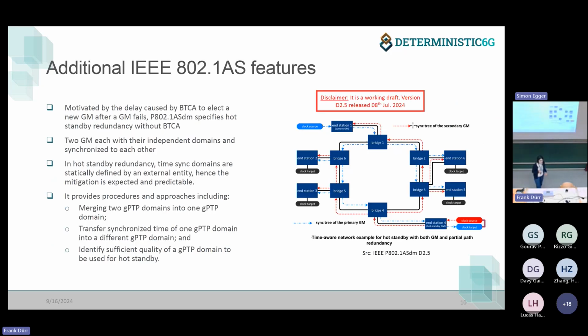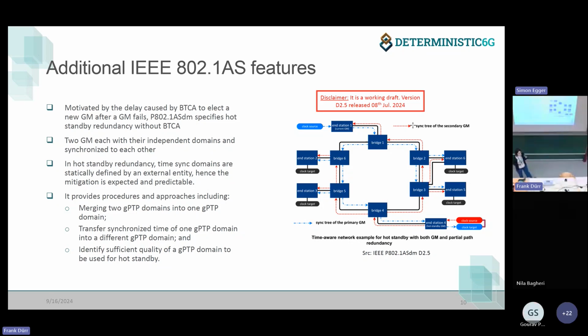Now, there are also some additional features that are upcoming for 802.1AS, time synchronization in TSN. As I mentioned before, there are some drawbacks of using BTCA. If you are looking at time-critical applications, this could be considered a drawback, where we are in a downtime in terms of time sync, looking for the next grandmaster.